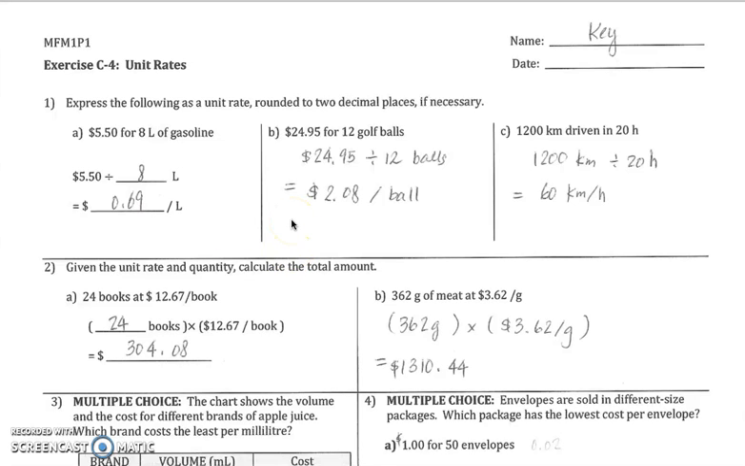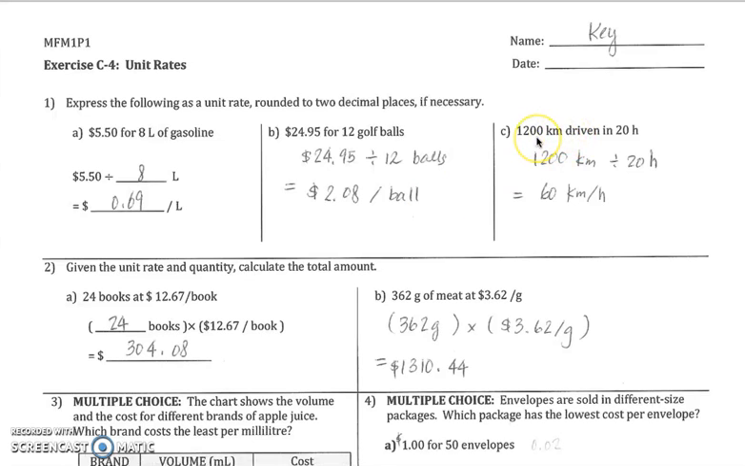B. $24.95 for 12 golf balls. So once again, we want to find out how much each golf ball is. We divide the total amount of money, $24.95, by 12 balls to find out $2.08 is the price of one ball.